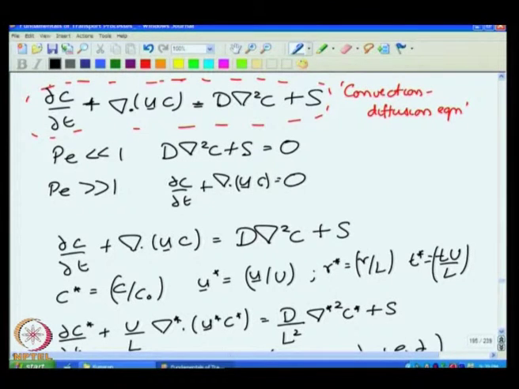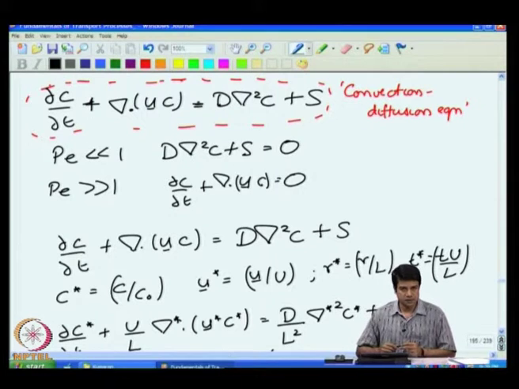We had derived a general convection diffusion equation for mass and heat transfer, shown in red over there. For mass transfer, this is of the form partial c by partial t plus divergence of the velocity times c is equal to the diffusion coefficient times the Laplacian of c plus any sources or sinks that are there.